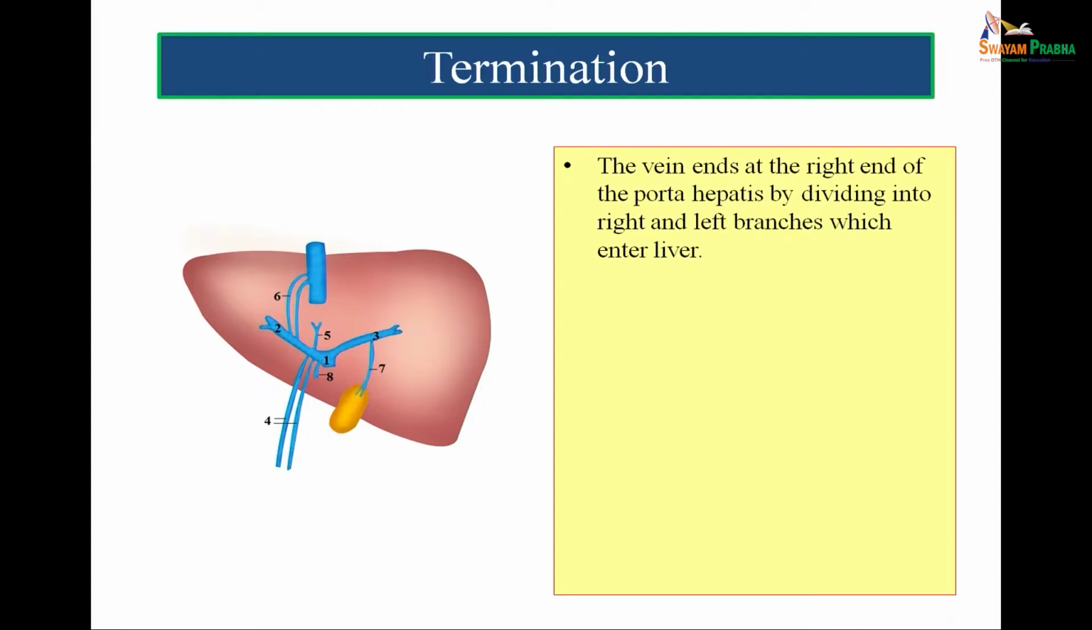The left branch of the portal vein gives a branch to the caudate lobe, marked by 5 in the figure. It gives a branch to the quadrate lobe on the inferior surface, marked by 8 in the figure, and then it receives two veins: marked by 4 are the paraumbilical veins along the ligamentum teres, and marked by 6 is the ligamentum venosum, which connects the left branch of the portal vein to the inferior vena cava. So these are the tributaries, we can say, of the branches of the portal vein.